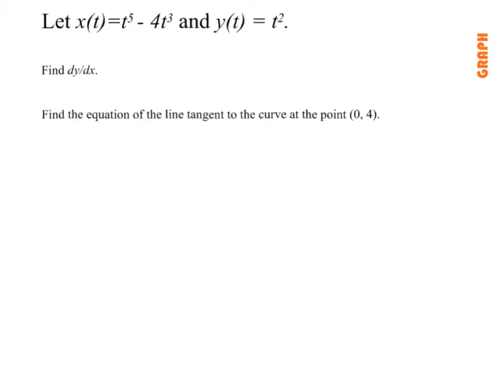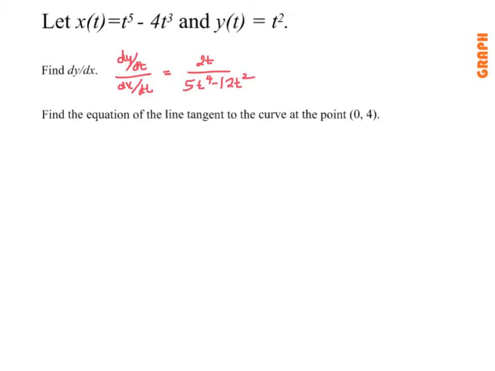Well, kind of like polar coordinates, which we've talked about before, the way we do this is we look for the derivative of y with respect to t, and divide that by the derivative of x with respect to t, and that will give us dy dx. So our change in y with respect to x comes out as a function of t, but that's okay. So we start with, what's the derivative of t squared? Well, it's 2t. What's the derivative of t to the fifth minus 4t cubed? It's 5t to the fourth minus 12t squared.